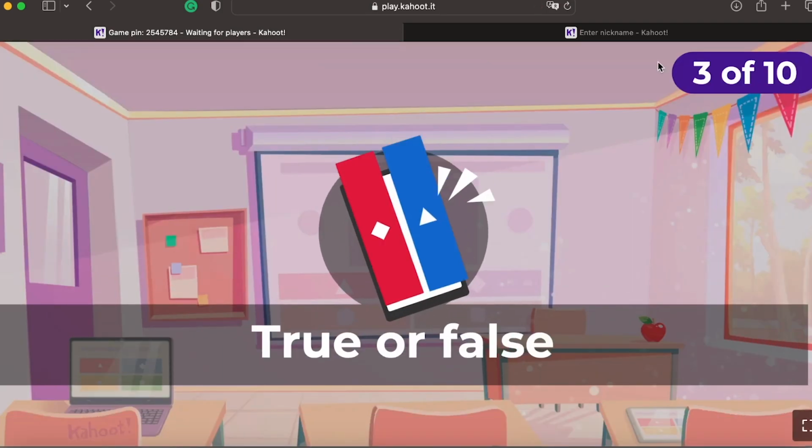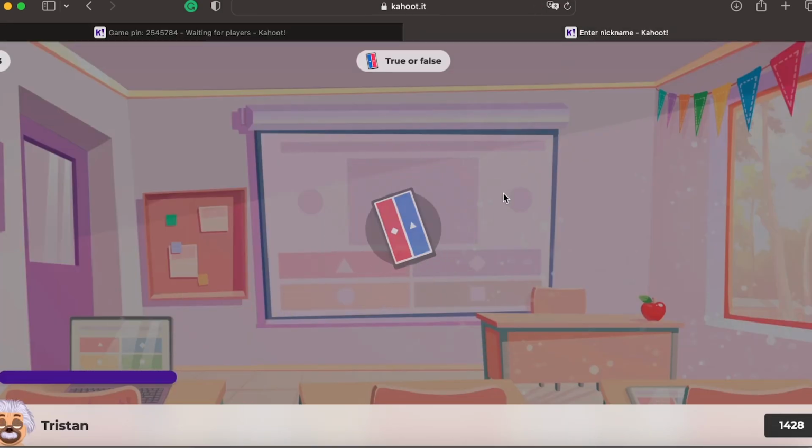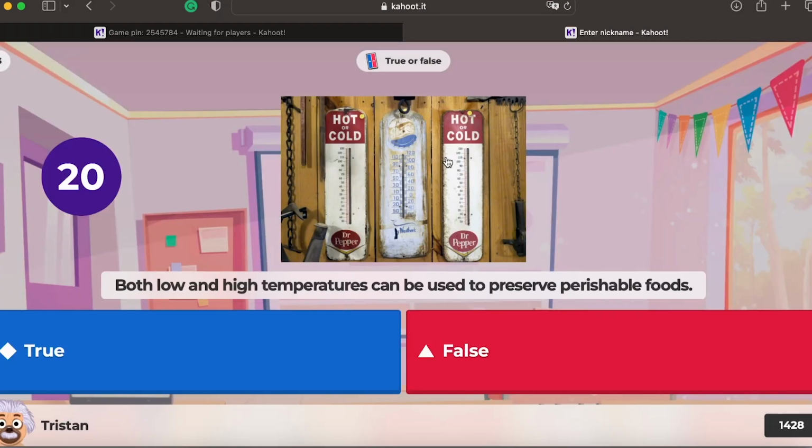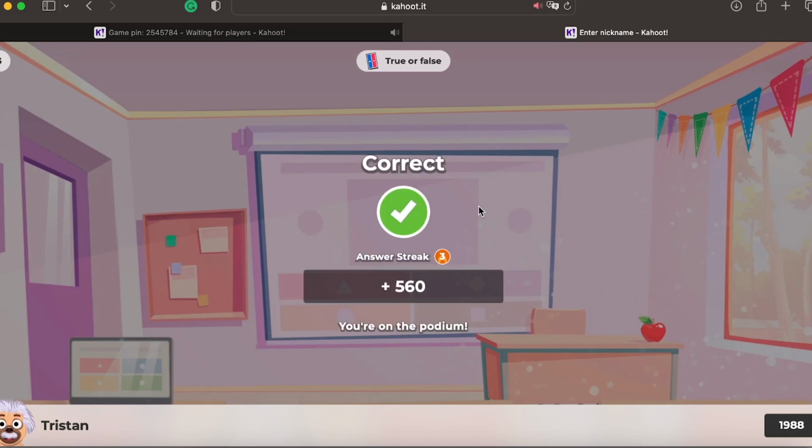Okay. Both low and high temperatures can be used to preserve perishable food. Both. It said that can be used. Can be used. So I think it's true.